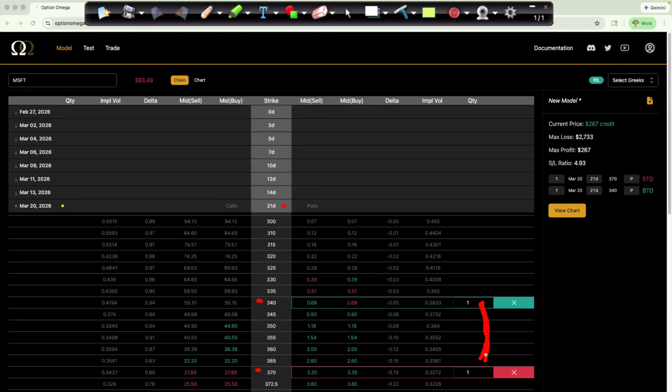Any final questions or things while I have this up? Is it correct to say you would only get assigned if the price is below the short put but above the long put? Is it correct to say you would only get assigned if the price is below the short put? Yes, in most situations. Anything can happen, but I'd say 95, 90, whatever percent.